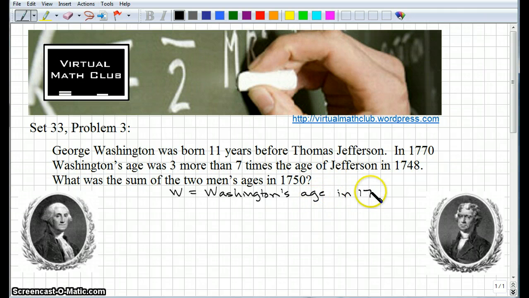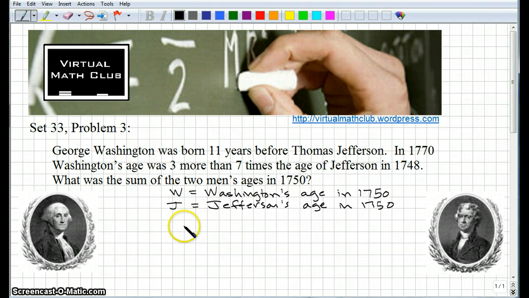In 1750. I want to measure everything with respect to 1750 because that's what we want the final answer to be in terms of. Then let's do the same thing with Jefferson's age. Let's call J Jefferson's age in 1750. Once we have these two variables defined, we can always add and subtract in order to get their ages in 1770 or 1748, whatever we're given.